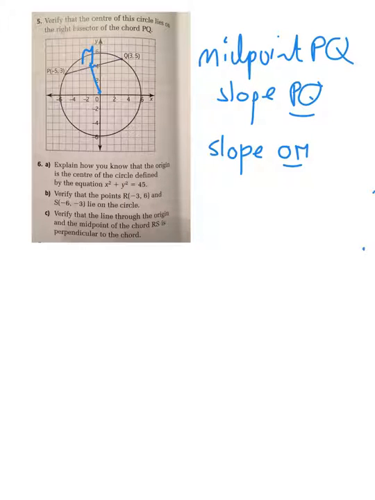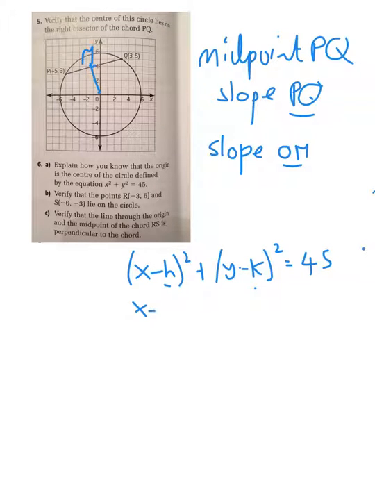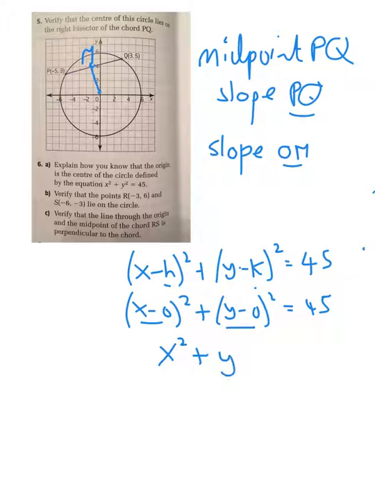Question 6, explain how you know the origin is the center of the circle defined by the equation x squared plus y squared equals 45. Well, of course, the circle is given by (x minus h) squared plus (y minus k) squared equals 45, and when h and k are 0, we get (x minus 0) squared plus (y minus 0) squared equals 45. Well, x minus 0 is just x, and we square it. y minus 0 is y, so we square it, and that's how we get the equation.